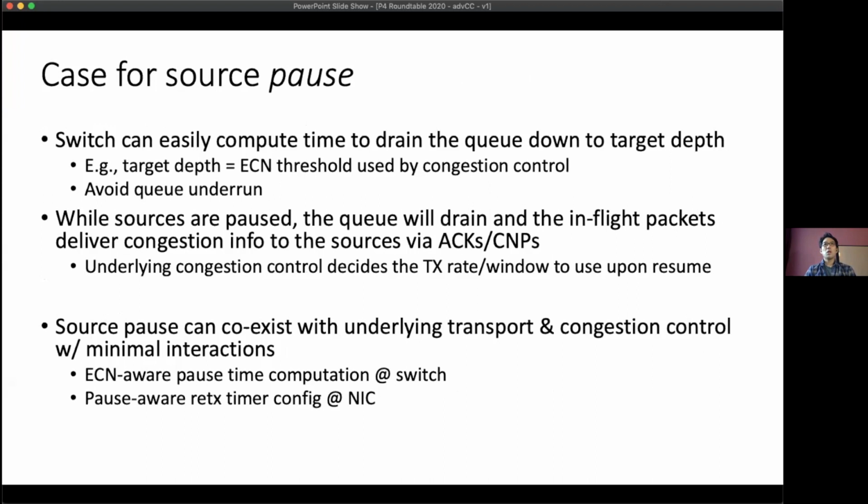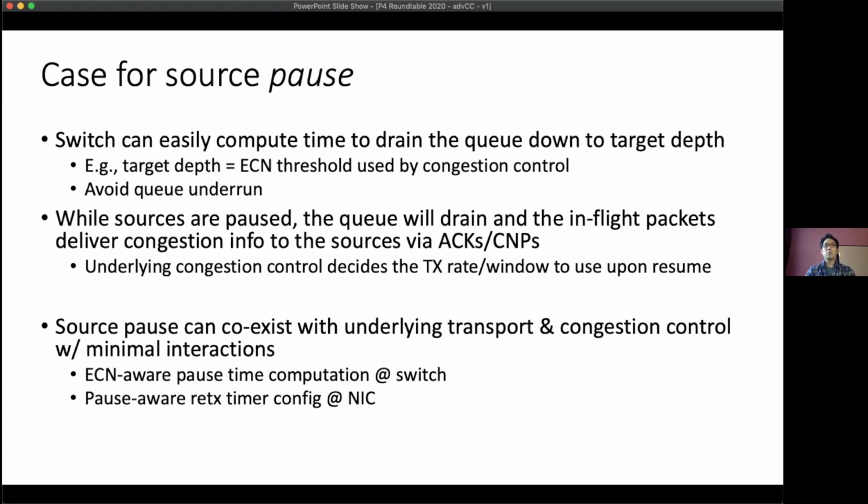So here, let's talk a little bit more about the pause. The switch can easily compute the time needed to drain the particular queue down to a certain level. We don't want to drain the queue down to 0, because that may create a queue underrun, and then it will be hard to fully utilize the link bandwidth. So we want to maintain a small minimum queue depth, which is typically the queue depth used as the ECN marking threshold.